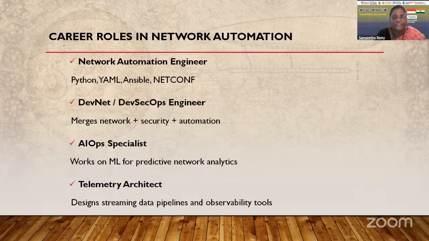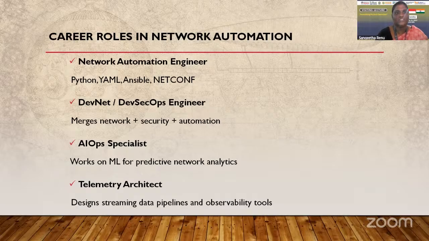Career roles in network automation: network automation engineer, DevNet DevSecOps engineer, AI specialist who works on ML for predictive analytics, and telemetry architect. Network automation engineers use Python, YAML, Ansible, and network configurations. DevNet DevSecOps engineers focus on mesh networks plus security and automation. The AI specialist works on ML for predictive network analytics. The telemetry architect designs streaming data pipelines and observability tools.